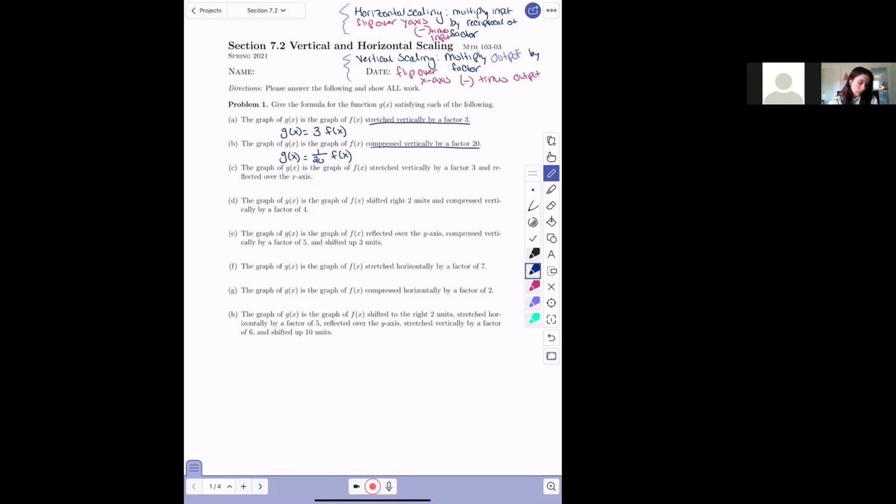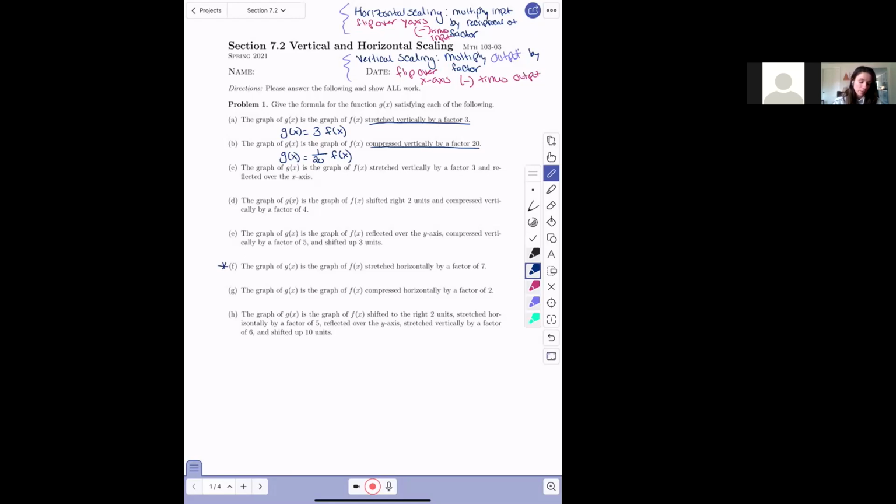Part C, or actually, let's jump down. If you don't mind trying to keep your worksheet in the right order, I'm just going to jump down to a different problem. Let's jump down to problem F next.